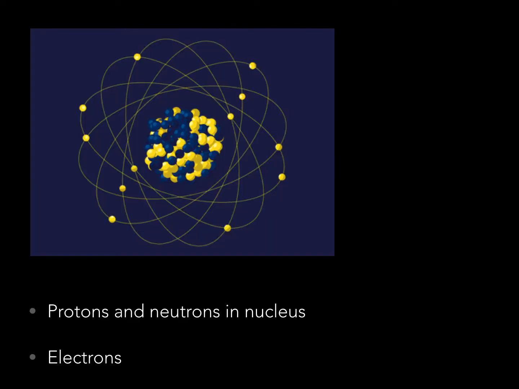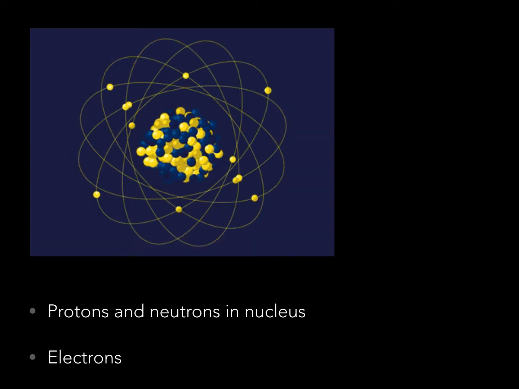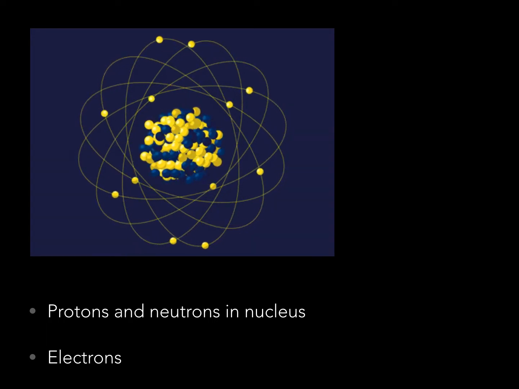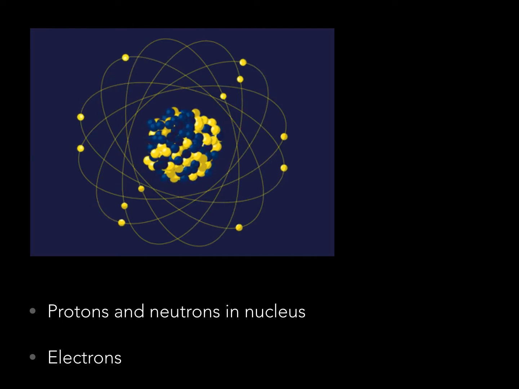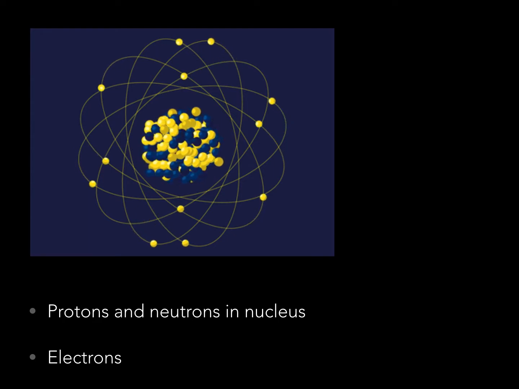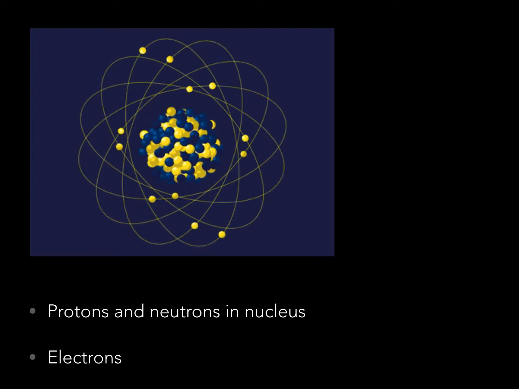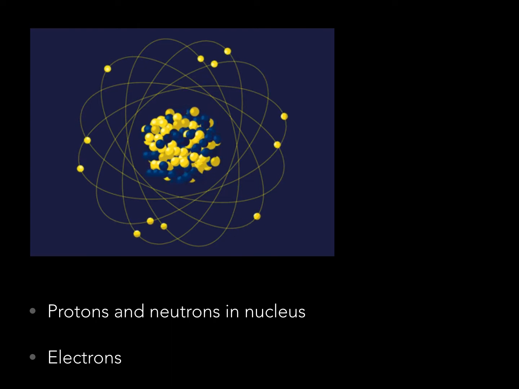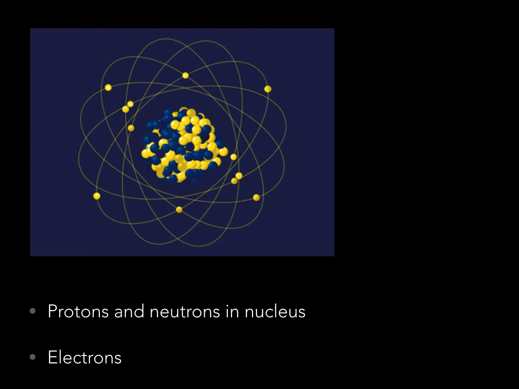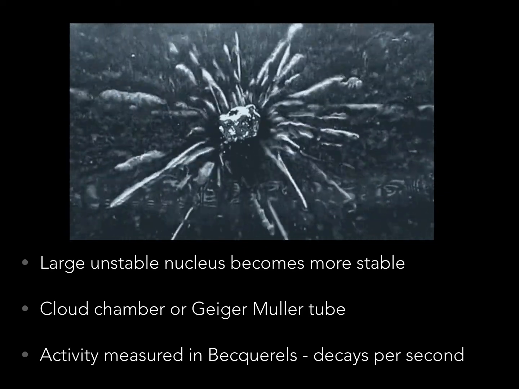Right, first of all, what we have here is a model of an atom. You can see electrons whizzing around the nucleus of an atom, and inside the nucleus you can see protons and neutrons. And that's basically the structure of an atom. This is a very large atom, by the way. Just look at the sheer number of protons and neutrons in there. So it's fairly unstable. It's got lots of energy in it, and the atom will want to get rid of it.